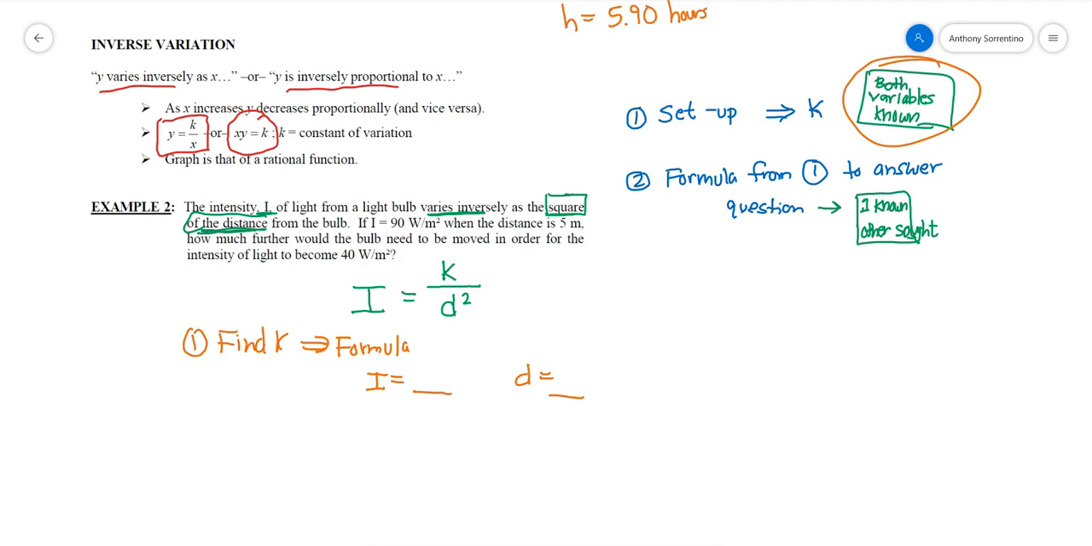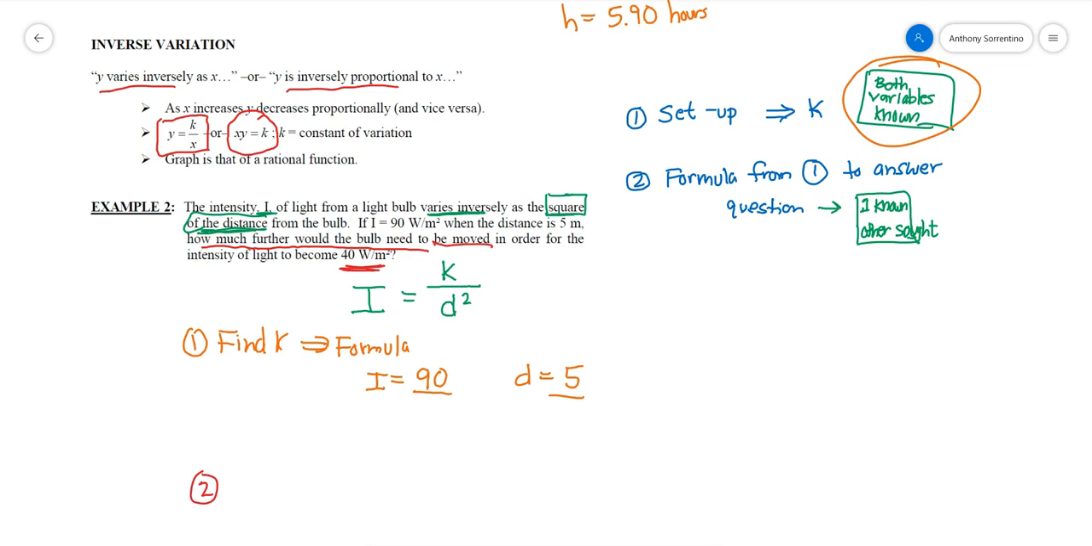And I can see in the second sentence it says if I is 90 W per M squared. I don't even have to really worry about what those stand for. I just have to make sure I know what the units are, so when I get into dealing with it later, I know to put the right units in. And the distance is 5 meters. The question that's being asked, and what I'll be able to answer in part 2, is how much further would the bulb need to be moved in order to have the intensity be 40?